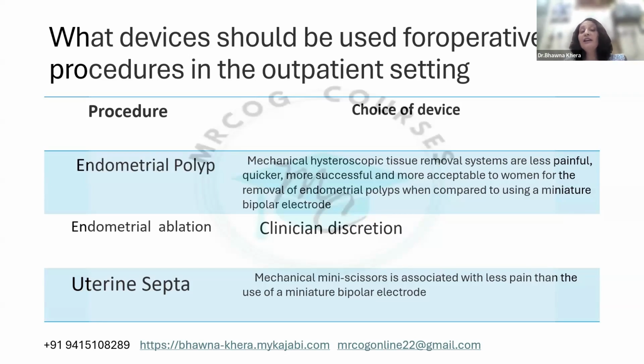Endometrial ablation, it is totally on the clinical discretion. What the operating surgeon wants, he can go ahead with that. Uterine septa, the mechanical mini scissors is associated with less pain than the use of miniature bipolar electrode. So again, the mechanical mini scissors are better as compared to the bipolar electrodes.